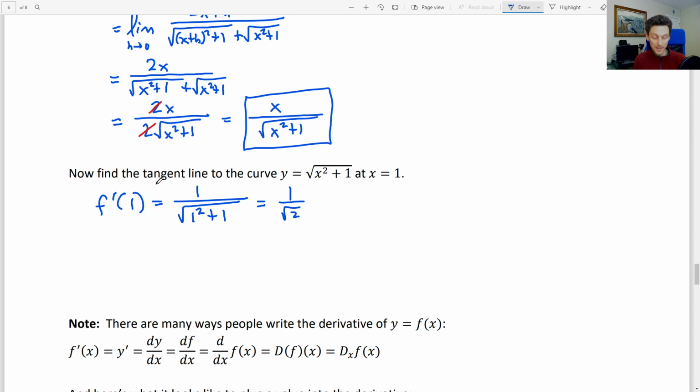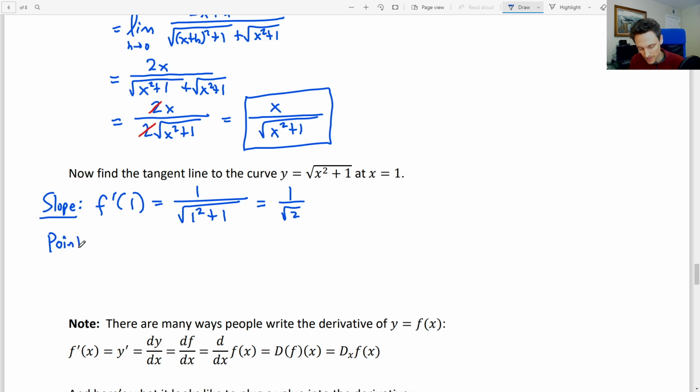And actually, I didn't read this carefully enough, and so maybe this is a good example for you. It said find the tangent line. It actually didn't say find the slope of the tangent line. If we were asking for the slope of the tangent line, that's what we found right here. This was the slope of the tangent line. But we want the tangent line, so implicitly what's being asked here is find the equation for the tangent line.